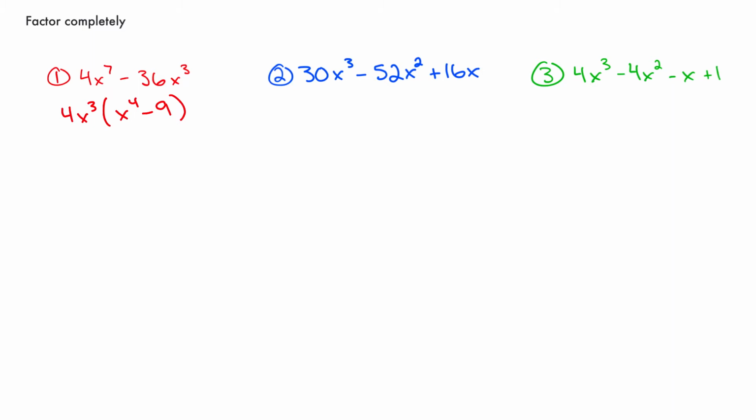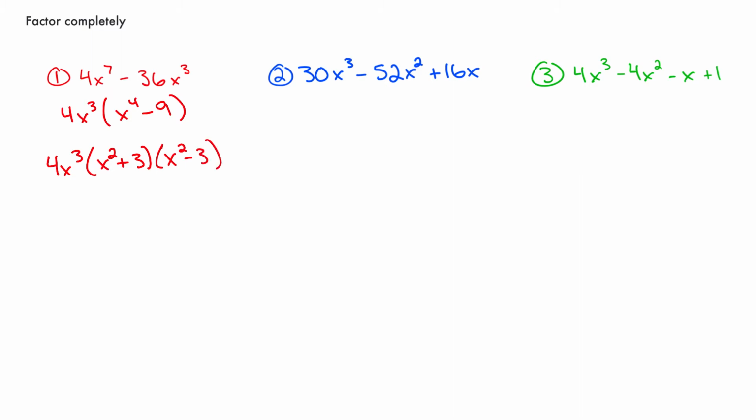And then I need to ask myself again, are any of these things factorable? Well, once you get the 4x to the 3rd out, it's a monomial. It can't be factored again. So I look at the binomial. The only way you can factor a binomial is if it's a difference of squares. There's a minus sign between them, so it is a difference. And x to the 4th and 9 are both perfect squares. So yeah, I could factor that again. This will become a 4x to the 3rd times x squared plus 3 times x squared minus 3.